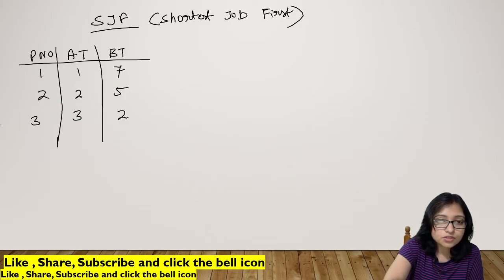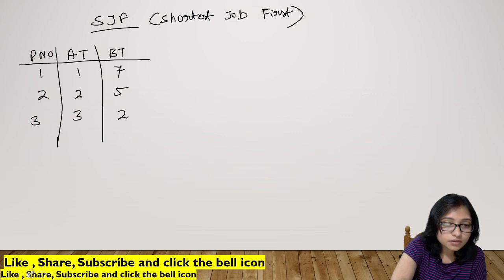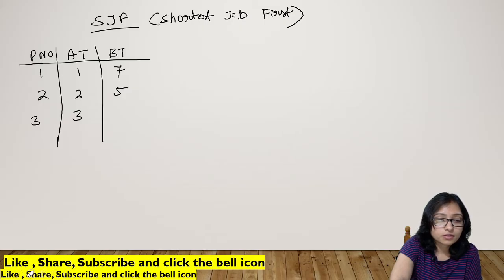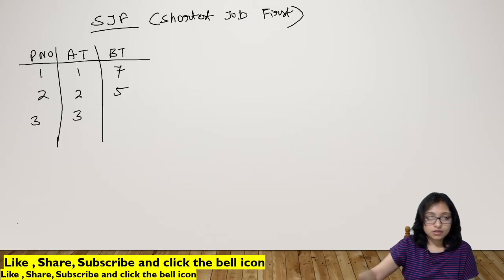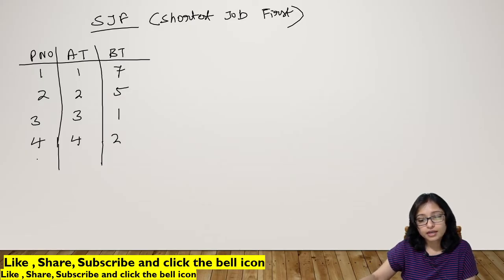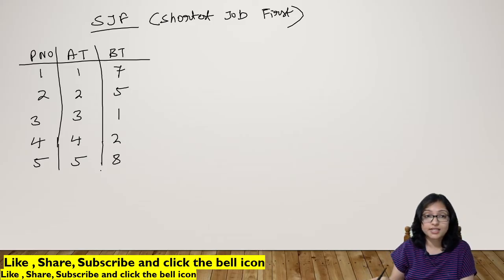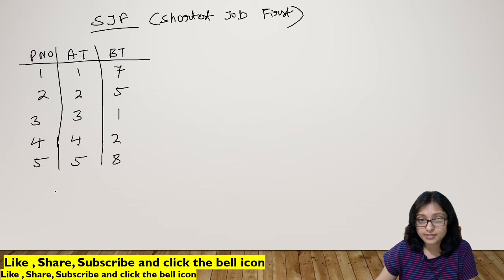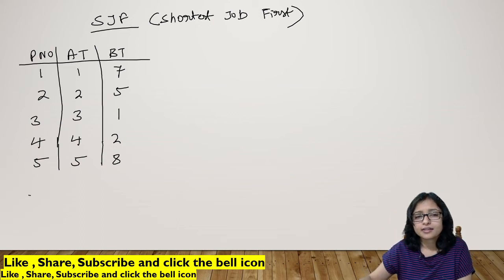Let me erase this. So after 5, this is 1. Okay. Then the next one is 4, then 4, then 2, and here it is 5, then 5, then 8. Now try to do it. I will suggest you, please try to do it by yourself. SJF: whoever is the shortest one will get the chance. And draw the Gantt chart.